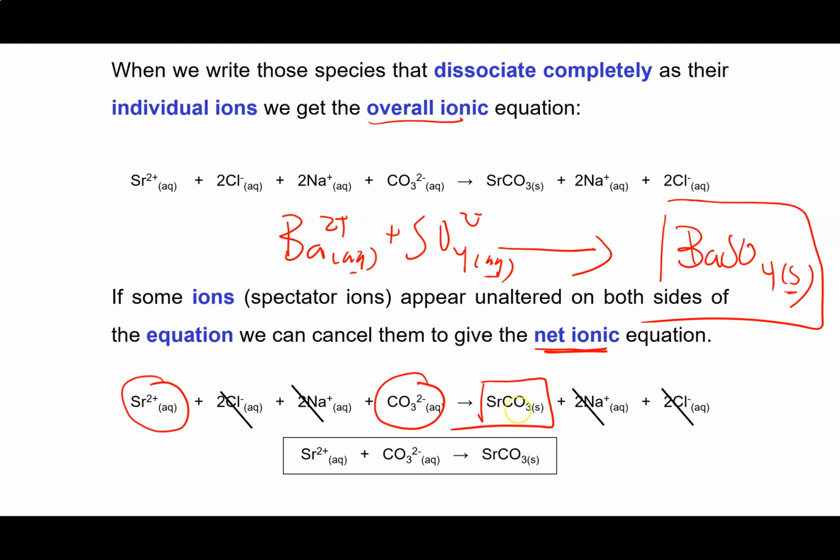So if I did that here, I predicted strontium carbonate would form. I found the formula for strontium carbonate by looking at the charges on the ions. I go, okay, they're going to combine 1-to-1. So I would write this first, then the arrow, and then I would separate it out into the ions. So it's pretty simple to work backwards and get the net ionic equation.